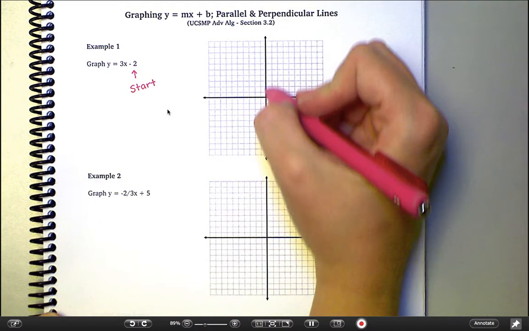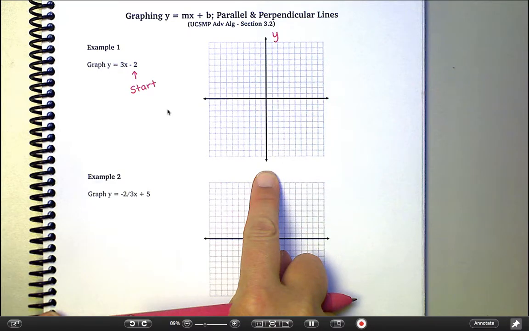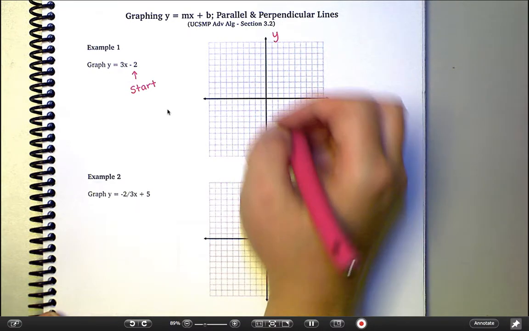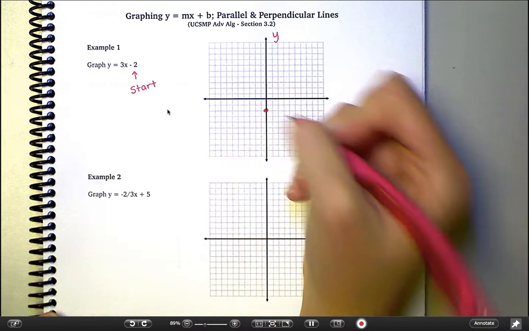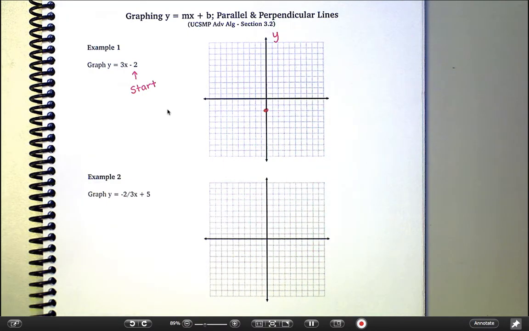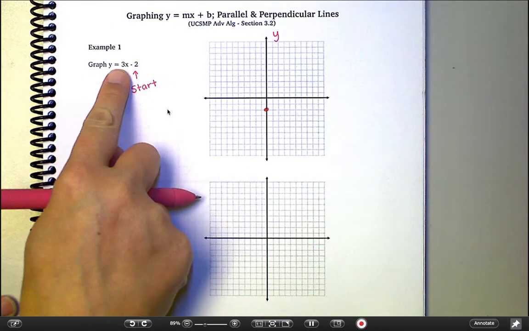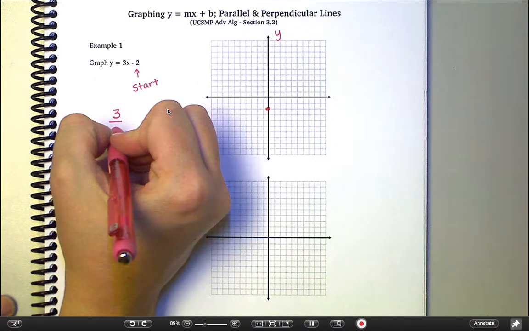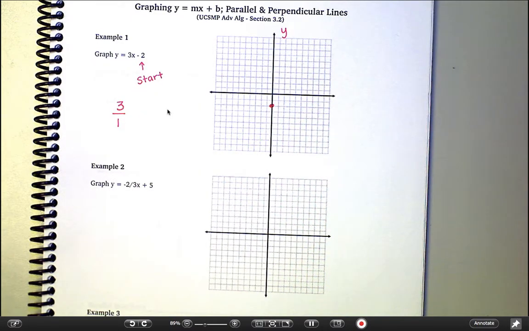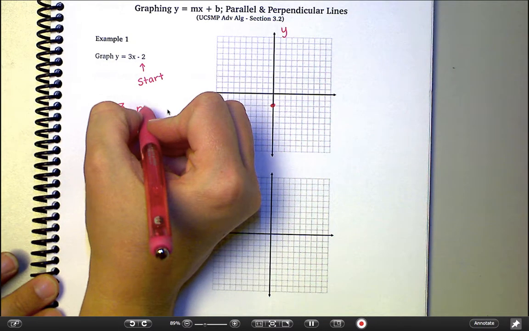The y-intercept will always belong on the y-axis. Always, always, always you will find it on the y-axis. So I'm going to put a dot right here at negative 2. And then my slope, this tells me where to go after that, my 3. We want to think of it as a fraction because slope is a ratio of vertical change to horizontal change, otherwise known as rise over run.